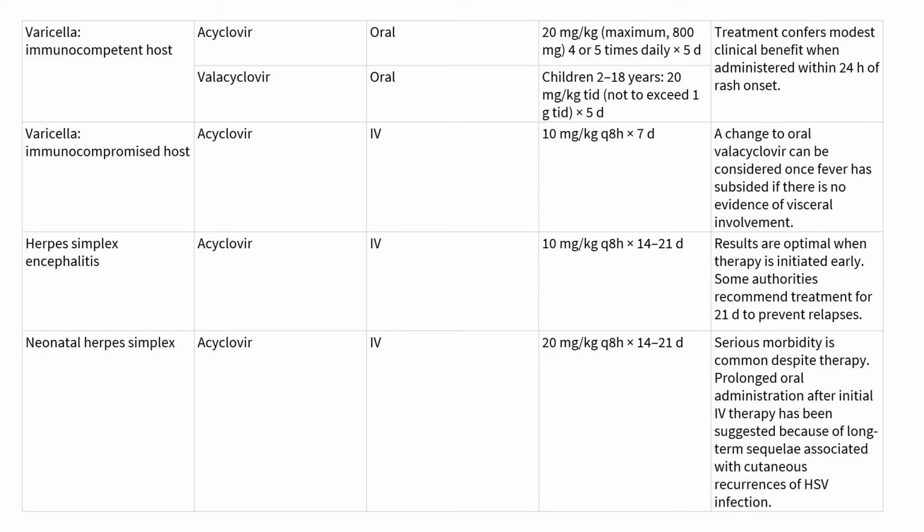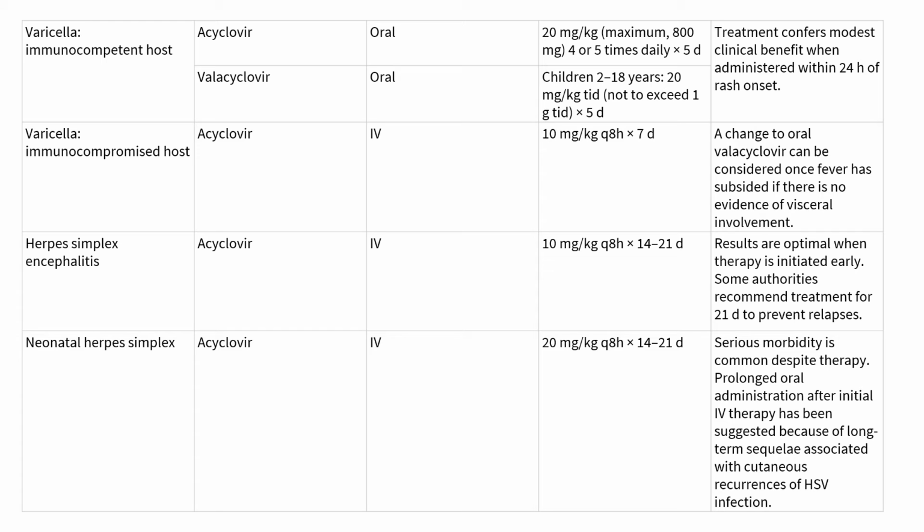In varicella, we will see, is it immunocompetent or immunocompromised? In immunocompetent, we might use oral acyclovir and valacyclovir. And here is the dose, which is important at least in some cases. 20 milligram per kg, maximum 800 milligram, 4 or 5 times daily for 5 days. And for valacyclovir, for children 2 years of age and above, 20 milligram per kg, 3 times per day, not exceeding 1 gram 3 times per day for 5 days.